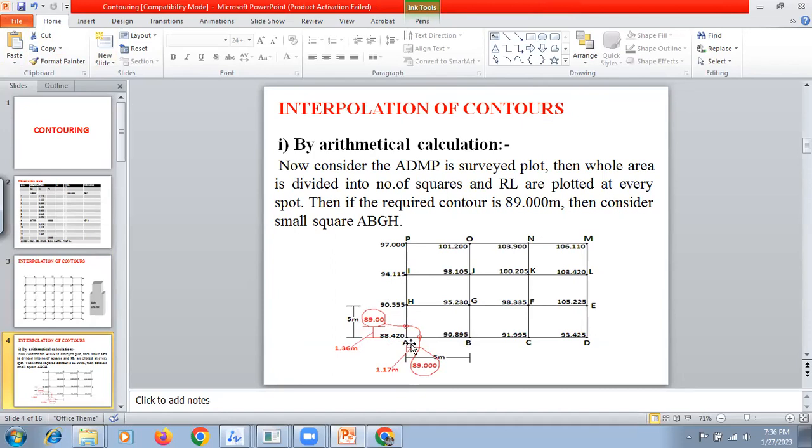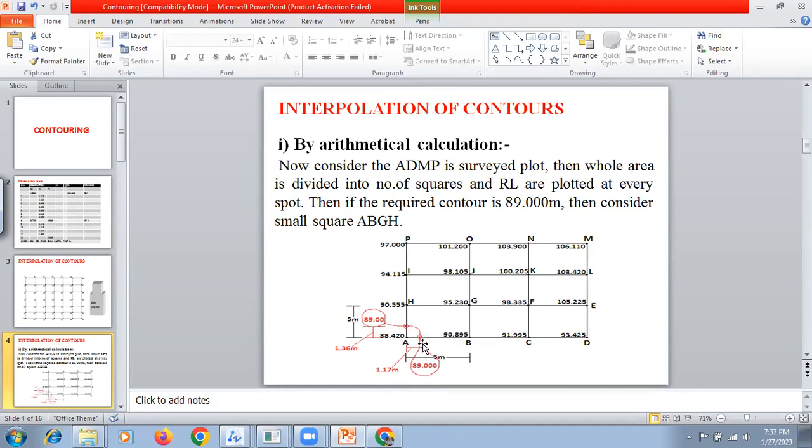89 will come between, if you consider this A, B, somewhere here. This is 88.42. So 89 will be somewhere over here because this point is 90.89. So your point will be somewhere here, and you can mark it over here. Similarly, on this grid, this is 88.42 and this is 90, so your point will be somewhere here. You can mark here, and now you can join the line, right?